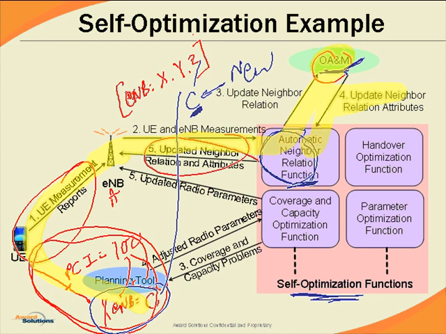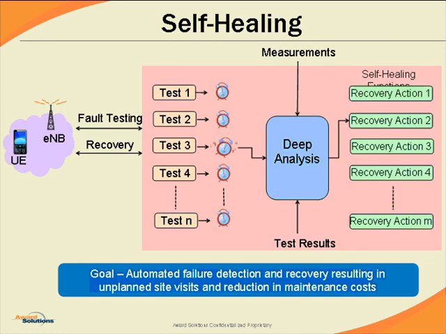So this is one example. There are many, many other functions, and we'll talk about each function. So optimizing coverage, capacity, handover, and so on. Let me give you just one quick overview on so-called self-healing. What are we trying to do here?